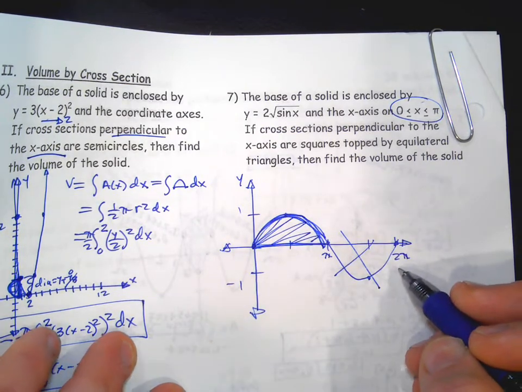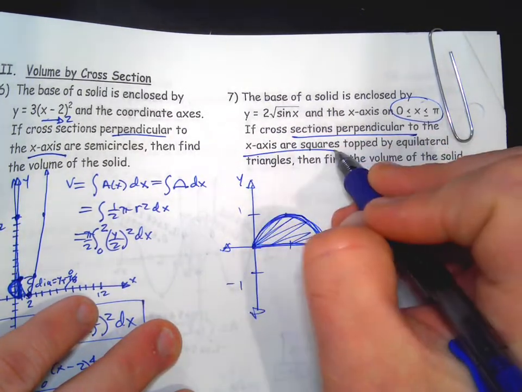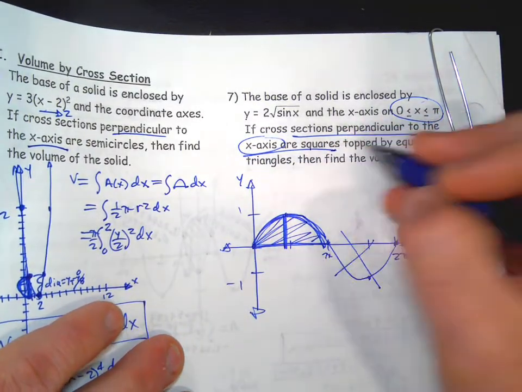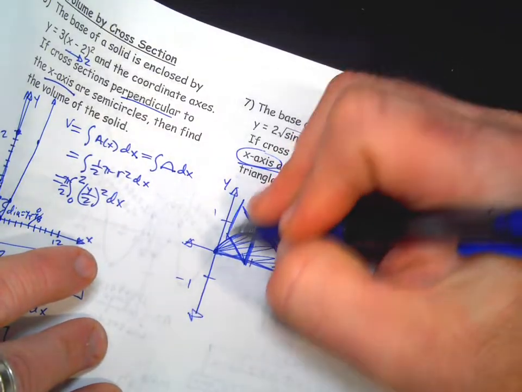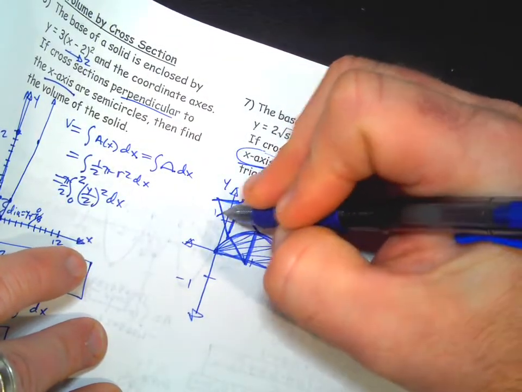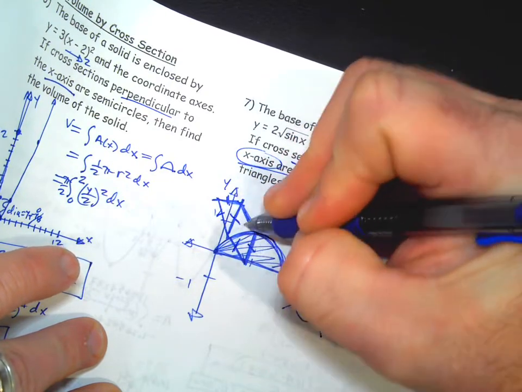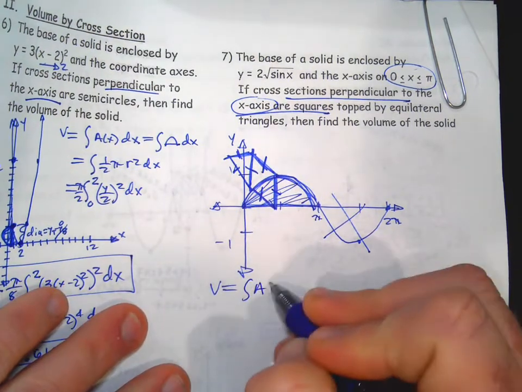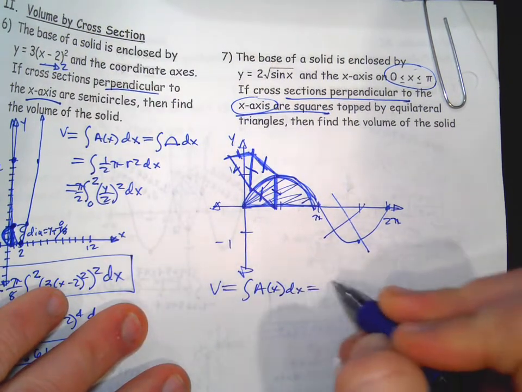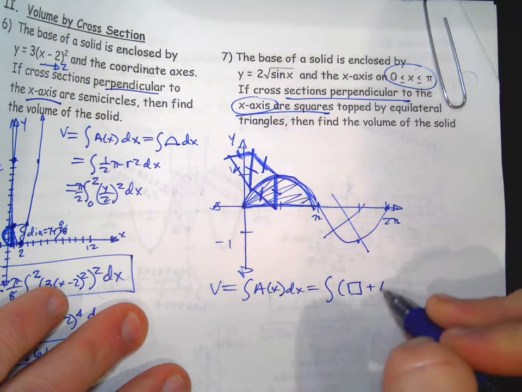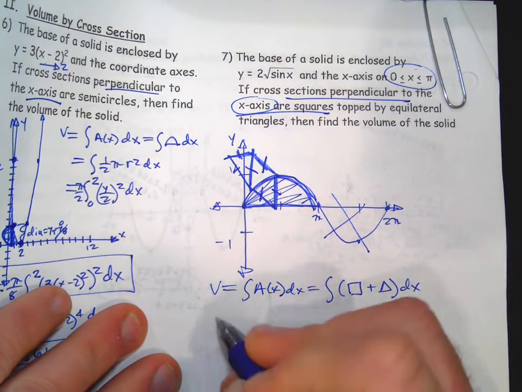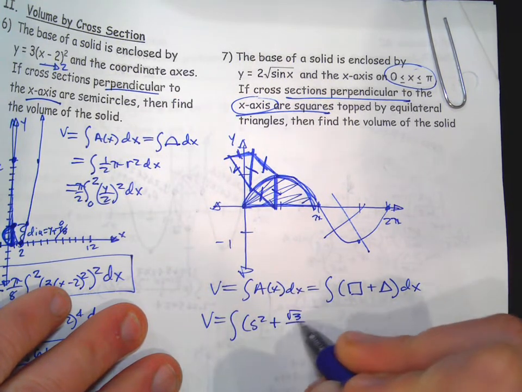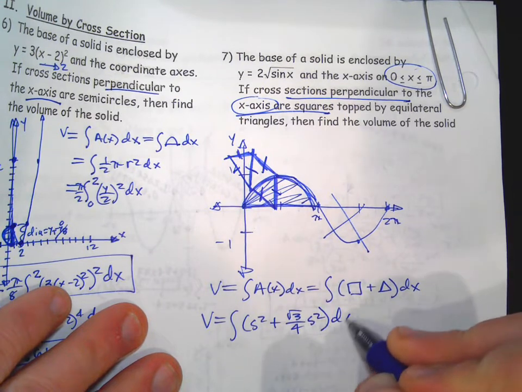And then it says that the cross sections are perpendicular to x-axis, and they are equilateral squares topped with equilateral triangles. So they look like little houses with all equal sides. So our volume formula is some formula for area in terms of x. It's a square plus an equilateral triangle. That's going to be side squared plus root 3 over 4 side squared if you've memorized the equation of the area of an equilateral triangle.